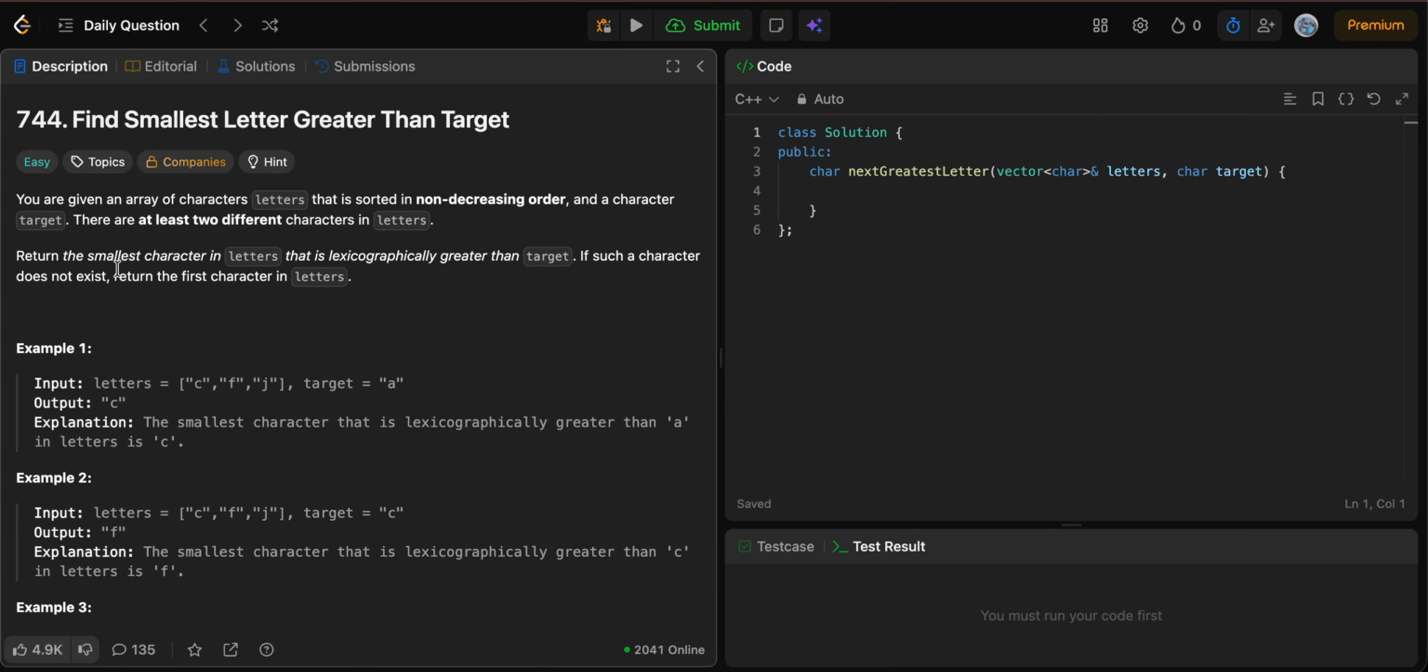So return the smallest character in the letters. We have to find the smallest lexicographically greater letter than the target. Which means if we have the target a, what is the lexicographically greater element? It's c. So the lexicographically greater than a is c, that is the problem, right? So the answer is c.